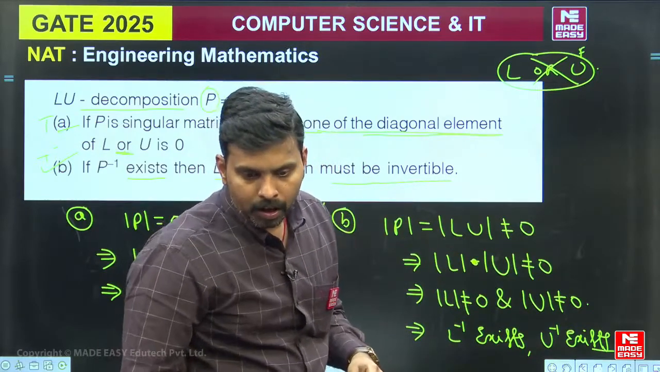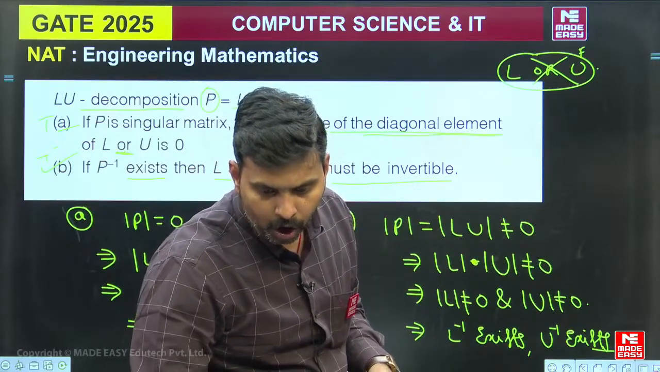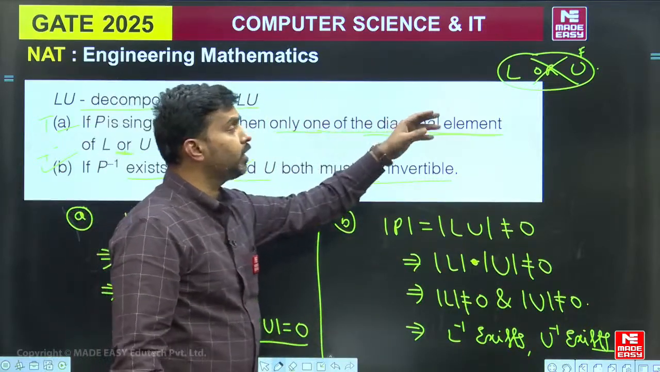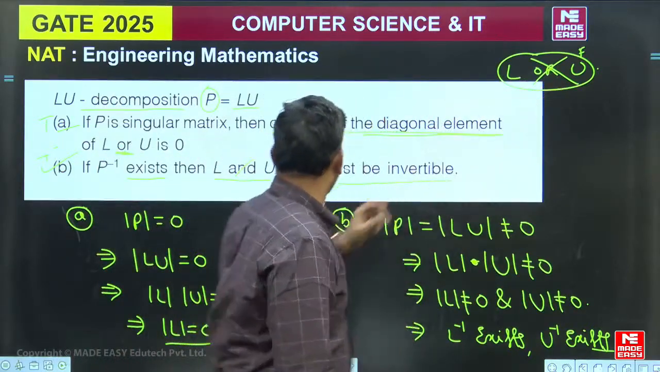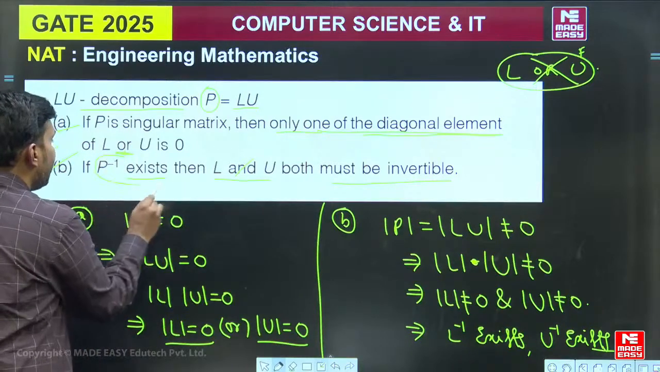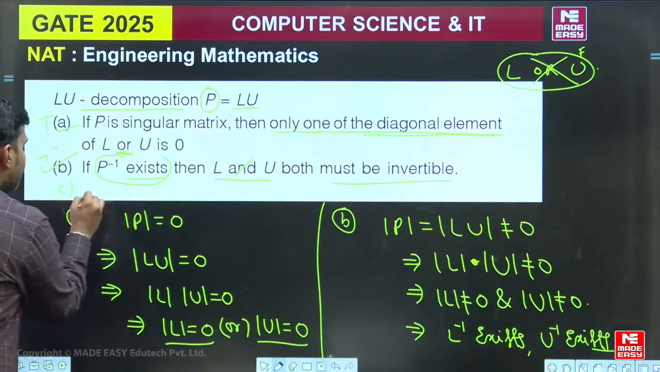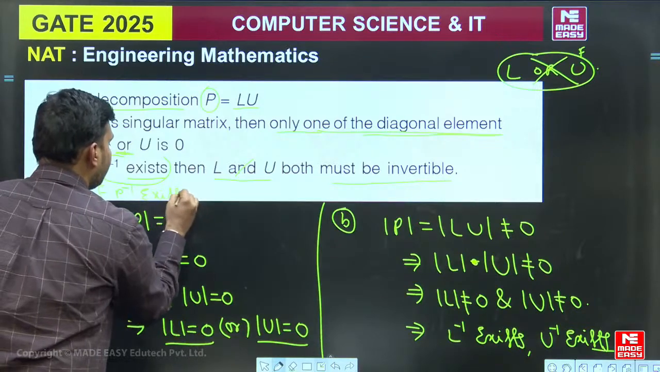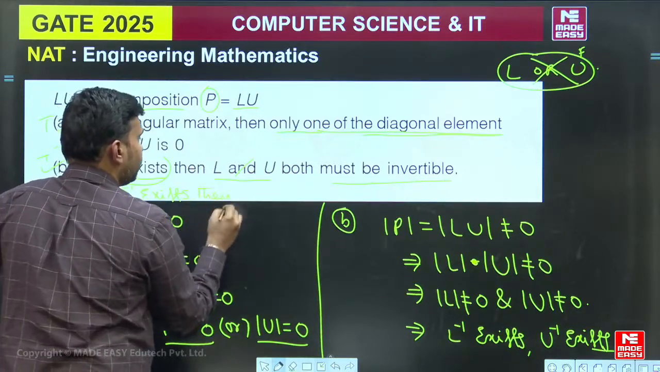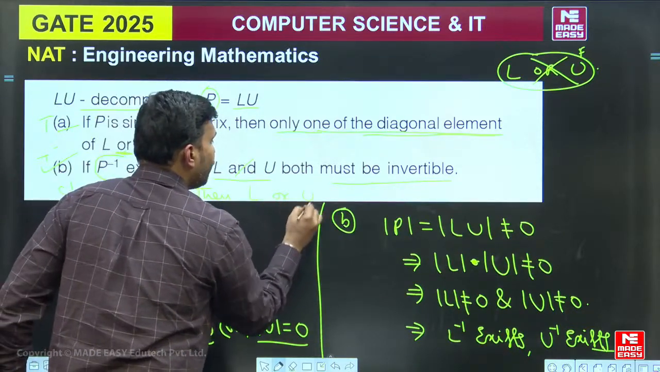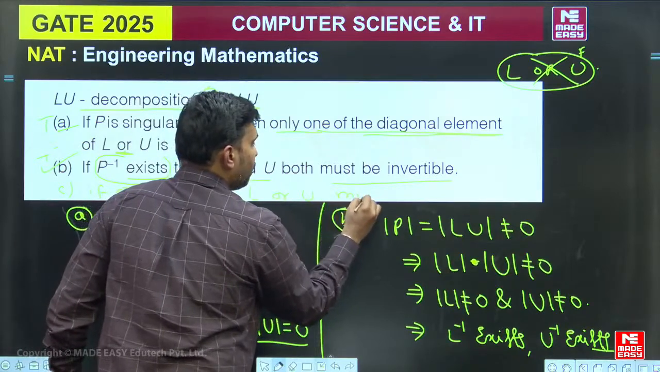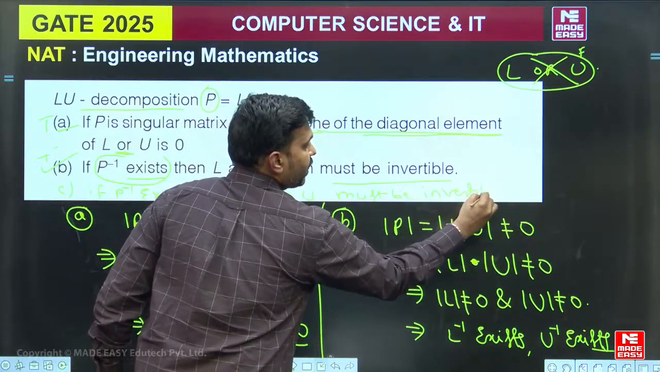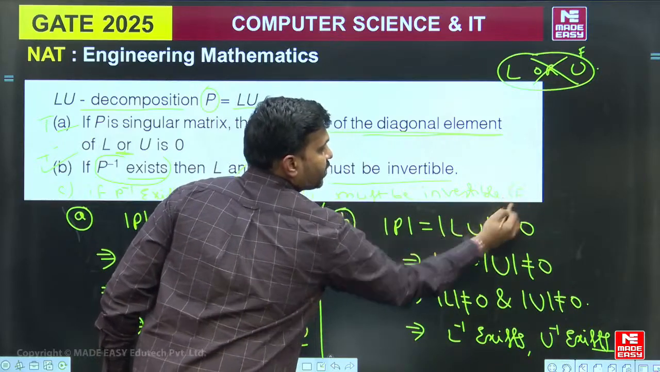Okay, and yes Sagar, R was there because in the third option there was R, for not inverse. So if I write like this, option C is: if P inverse exists, then L or U must be invertible. If this is the case given, this is a false statement, my dear.